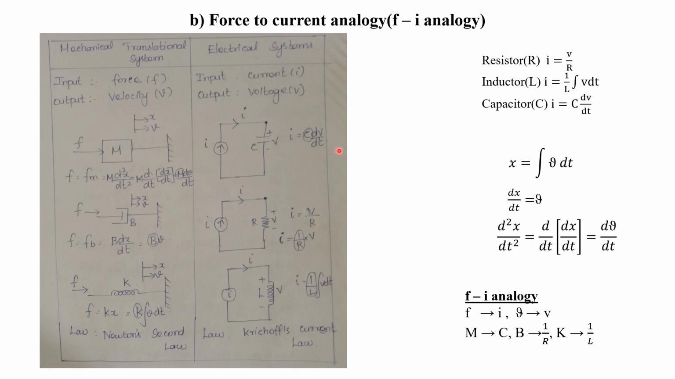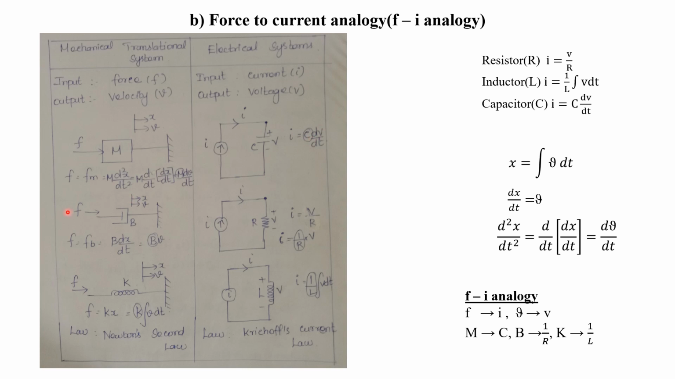Now these two equations are in a similar form. Here the input force will be equal to M into differentiation of the output velocity. Here the input current will be equal to C into differentiation of the output voltage. Now we can equate M to C.